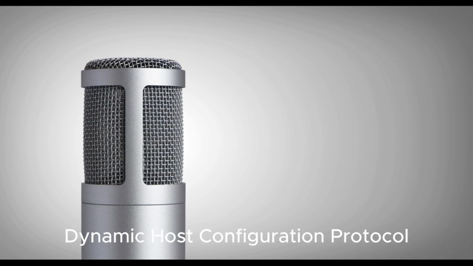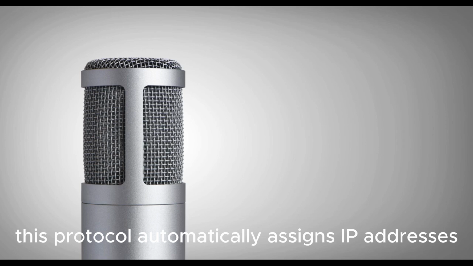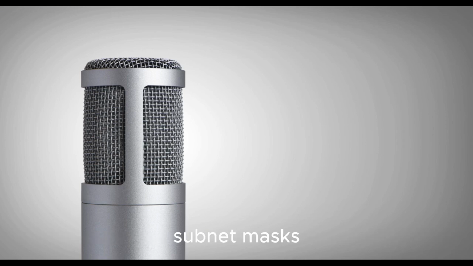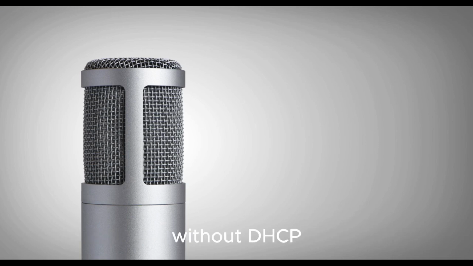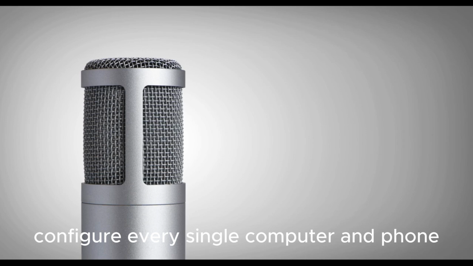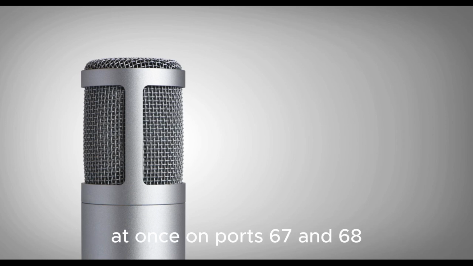First one, DHCP. Dynamic Host Configuration Protocol. This protocol automatically assigns IP addresses, subnet masks, and default gateways to devices on a network. Without DHCP, you would have to manually configure every single computer and phone at once on ports 67 and 68.